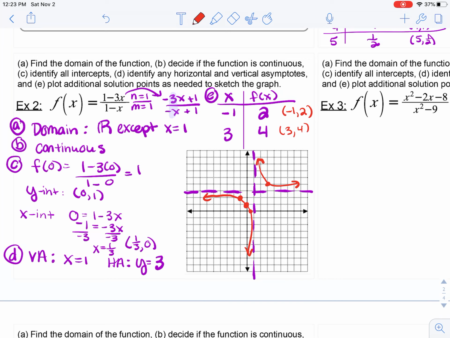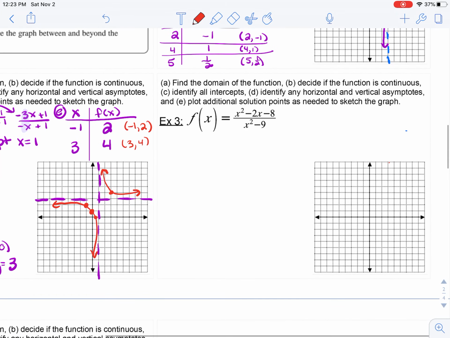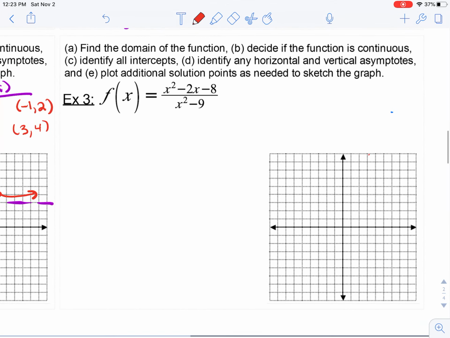Okay. All right, now let's actually look at one that needs to be simplified a little bit. So it says, example 3, we want to do all of those steps with f of x equals x squared minus 2x minus 8 over x squared minus 9. So the first thing we're looking for is holes and to see if anything will cancel. Well, if you factor x squared minus 2x minus 8, that's going to be x minus 4, x plus 2. And then x squared minus 9 is x plus 3, x minus 3.